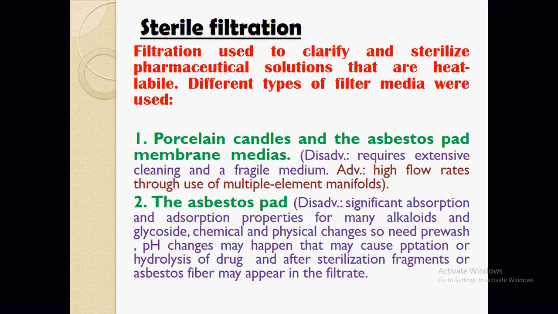Asbestos pads can also be used, but they have a lot of disadvantages: they have significant absorption and adsorption properties for many alkaloids and glycosides. There may be chemical and physical changes, so we need to pre-wash, and pH changes may happen. They may cause precipitation or hydrolysis of the drug, and after sterilization, fragments of asbestos fiber may appear in the filtrate. We can use asbestos, but it has many disadvantages. Among the most important is that it can absorb and adsorb some alkaloids and glycosides, so we cannot use it for filtration of these compounds. At the same time, pH changes can occur, precipitating or hydrolyzing the drug. And also fragments may appear in the filtrate. Fragments means threads come off the asbestos pads, and this is not good.